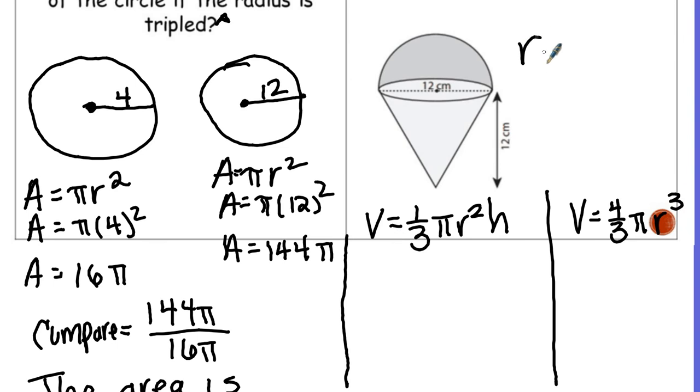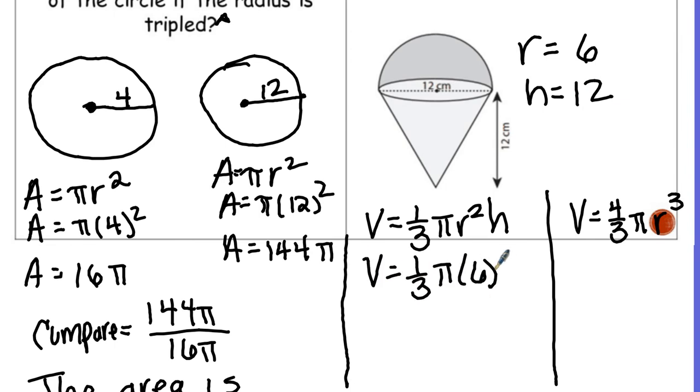So here, since they gave me the diameter, the radius is 6 and the height is 12. So volume equals 1/3 pi 6 squared times 12. You can use your mental math or you can use the calculator. I'm going to do my mental math. 12 divided by 3 is 4. And then 4 times 36, that is going to be 144. So I get 144 pi.